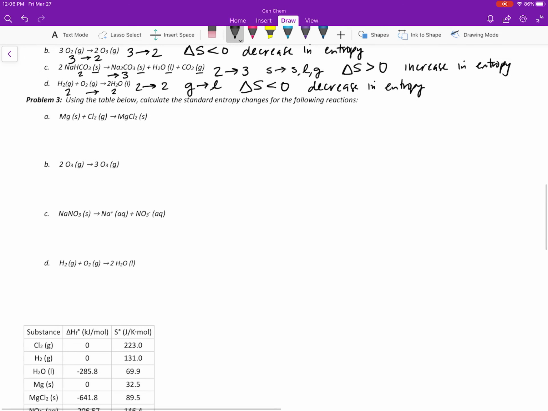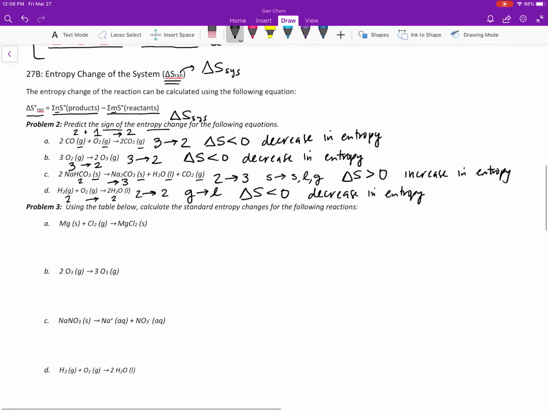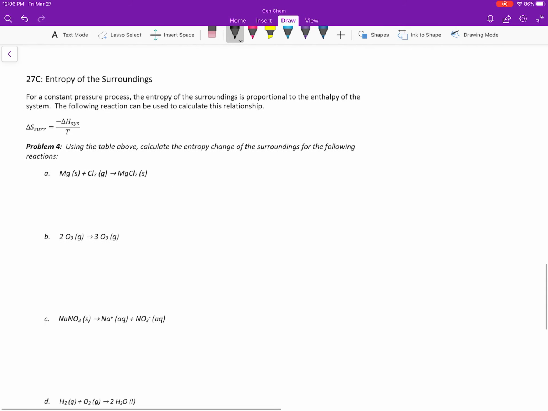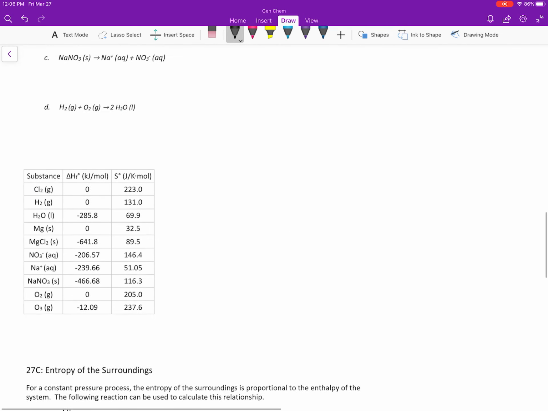All right. So let's practice calculating some actual numbers, not just predicting the sign, but calculating the values. I'm going to do 2 of them and leave y'all to do 2 of them to see if you get the same answer. This is what we would normally do in class, and then we'll talk about entropy of the surroundings.